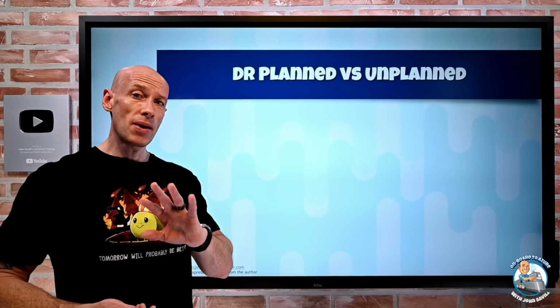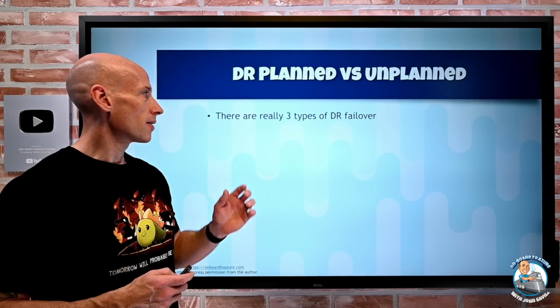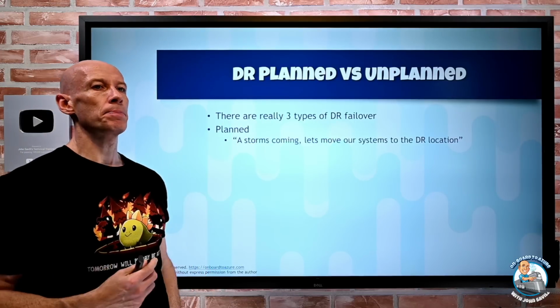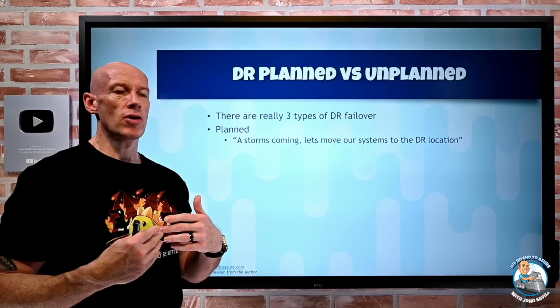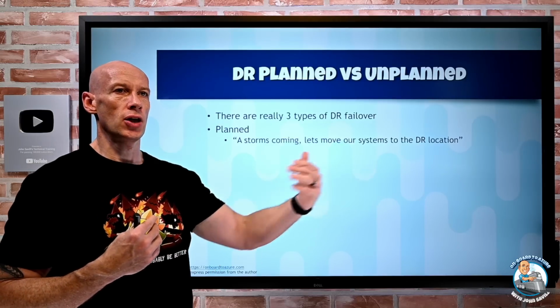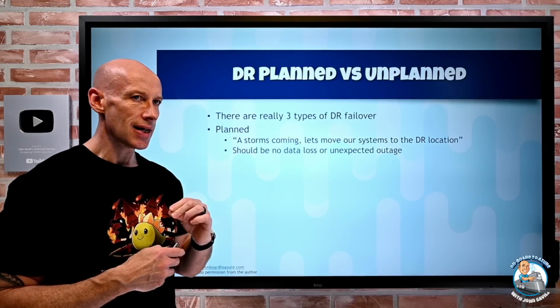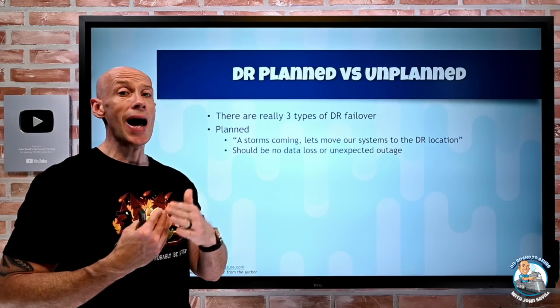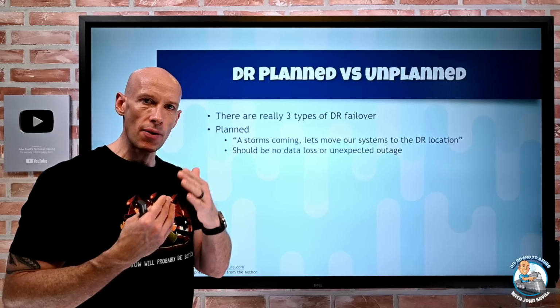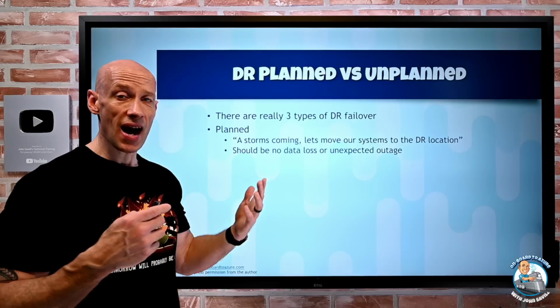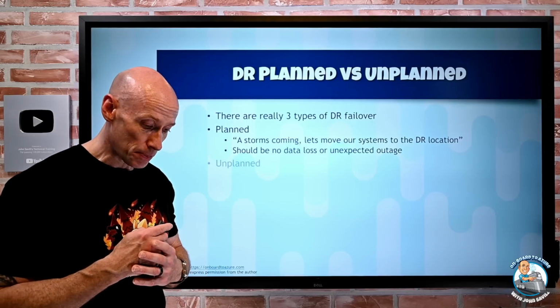There are different types of disaster recovery. Really three. Planned. Hey, look, a storm's coming. Let's stop things gracefully, finish the replication, fail over. I would not expect to lose any data. There may still be an outage, but it's not unexpected. It's a planned window of time when I perform the failover. That's the one we hope we have if we ever actually have to have a DR.